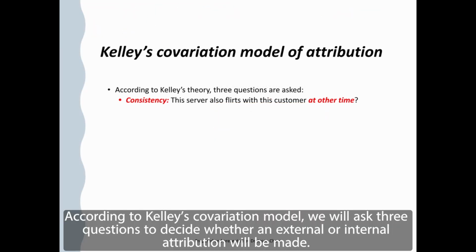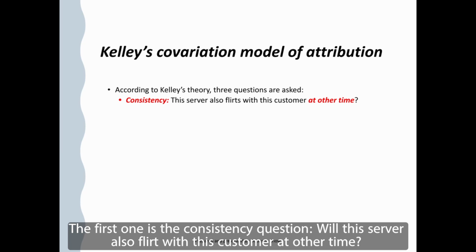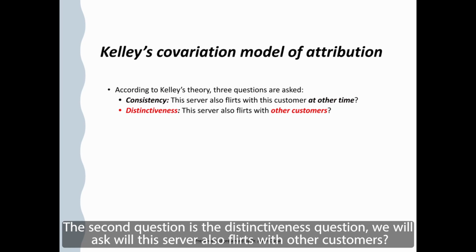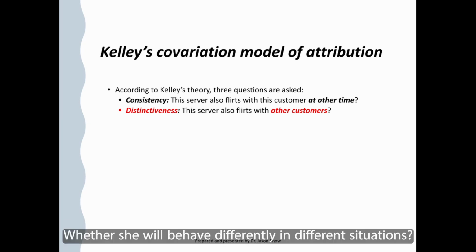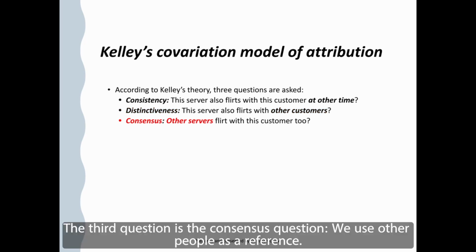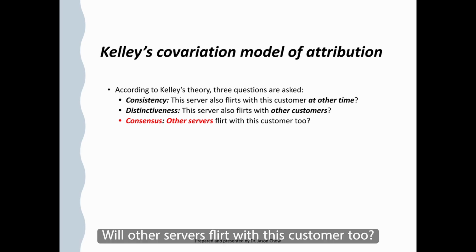According to Kelley's covariation model, we will ask three questions to decide whether an external or internal attribution will be made. The first one is the consistency question. Will this server also flirt with this customer at other time? Is this behavior a consistent behavior or just a random behavior? The second question is the distinctiveness question. We will ask, will this server also flirts with other customers? Whether she will behave differently in different situations. The third question is the consensus question. We use other people as a reference. Will other servers flirt with this customer too?